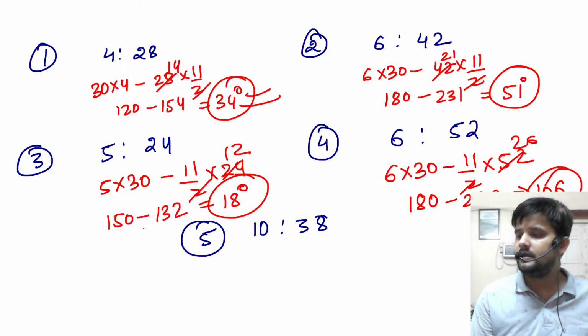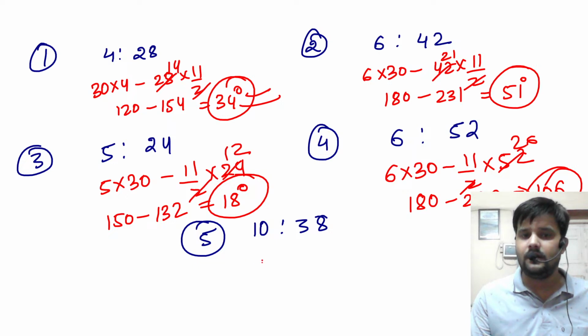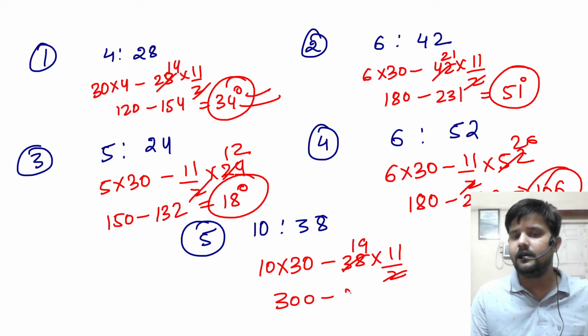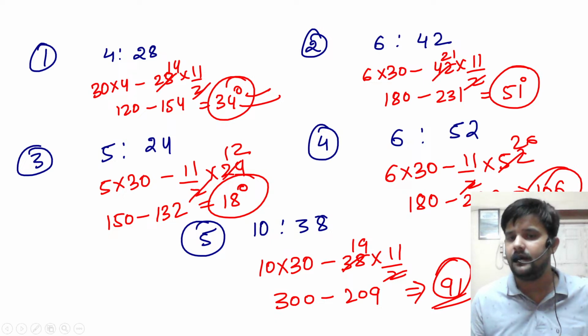Alright, fifth question, everyone is saying 91. Alright, so 10 into 30 minus 38 into 11 by 2. So it is 300 minus 19 into 11. So 19 into 11, I think it is 209. 209 means your answer would be 91.